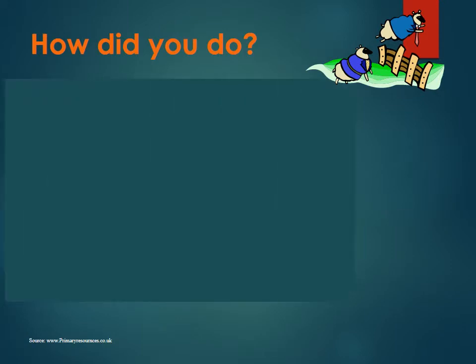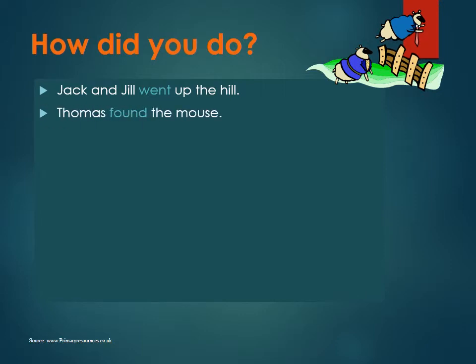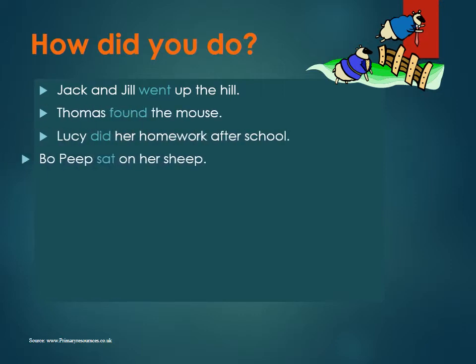How did you do? Did you figure that Jack and Jill went up the hill? Thomas found the mouse. Lucy did her homework. Bo Peep sat on her sheep. Okay.